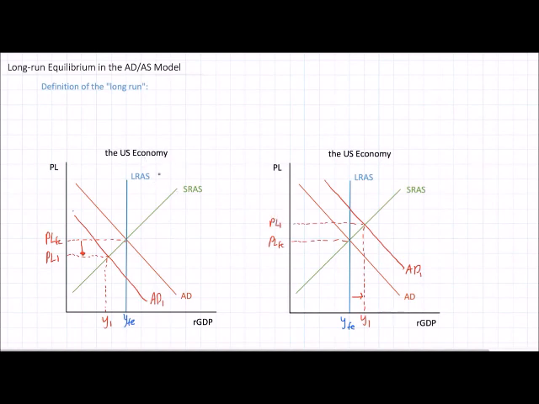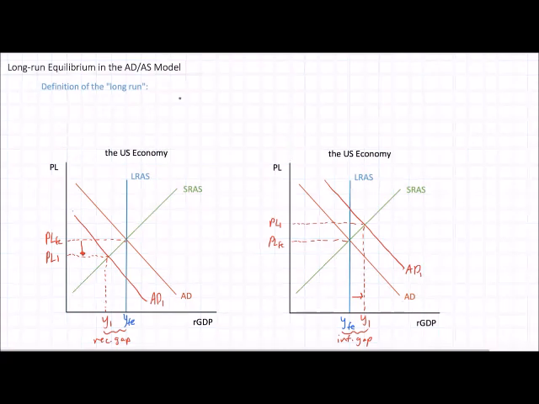So in these two graphs, we have illustrated a recessionary gap and an inflationary gap. Output is beyond full employment in the graph on the right. In the short run, inflationary gaps and recessionary gaps are possible because of wage inflexibility. Firms must reduce their level of employment and output when demand for their products falls because they cannot lower the wages that they pay their workers.